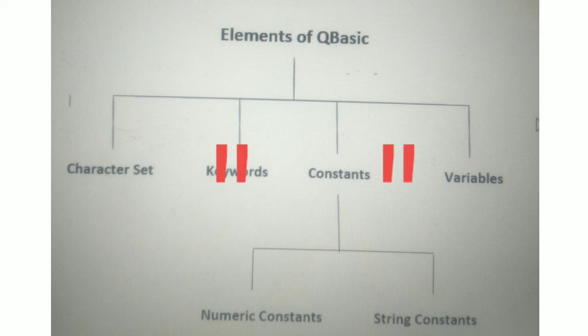Okay. And next, variables. A variable is nothing but temporary storage in memory. It's really very simple. A variable is an area in the computer memory that has a name and stores data temporarily. Okay.